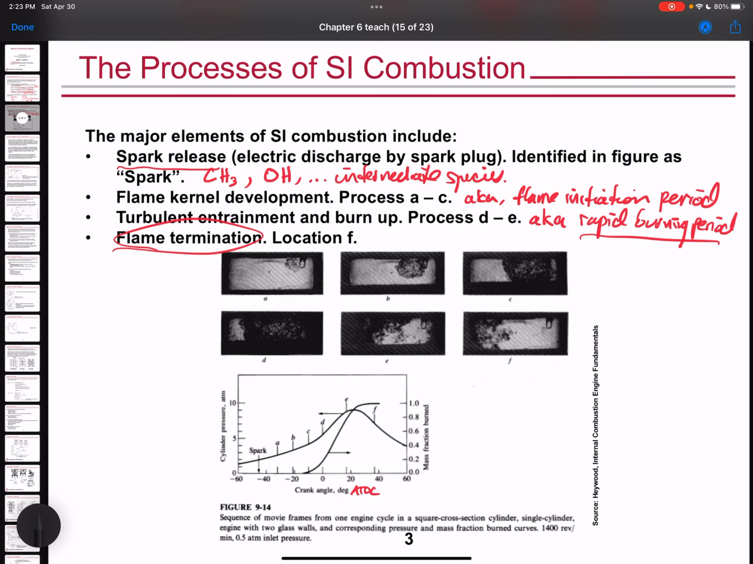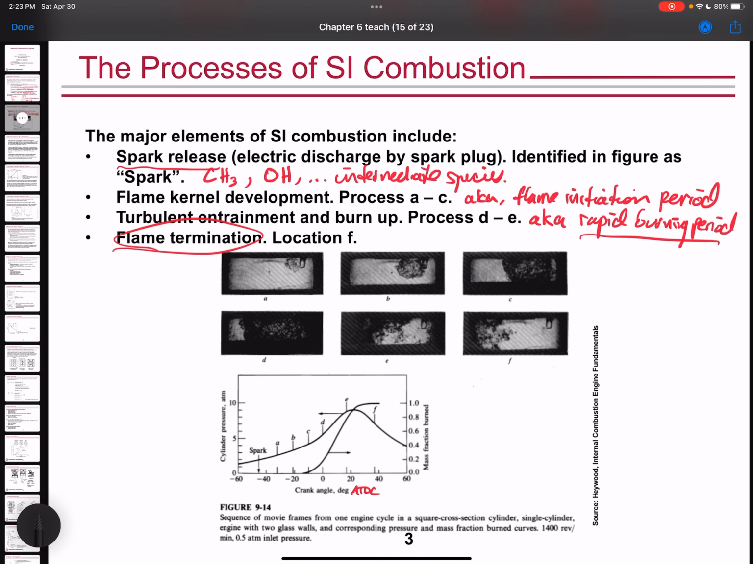And so we have this point here where we have a spark release, right? Our cylinder pressure here is rising as a result of the piston moving from bottom dead center to top dead center during the compression process. And so our combustion initiation has commenced, right? We release the spark, and chemistry is happening. We're generating those radicals and intermediate species as we look at location A, B, and C, even though we can't really see anything in the pressure curve, which would suggest that we have any chemistry taking place. We then move from that flame initiation period into the rapid burning period.